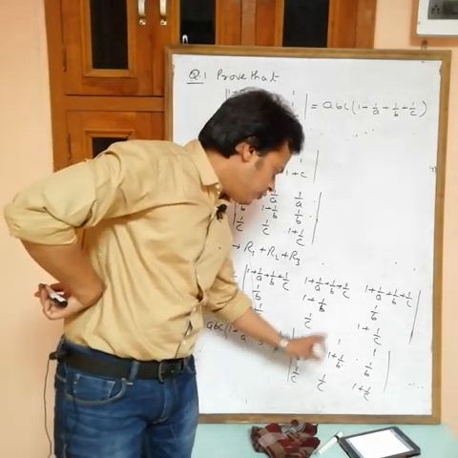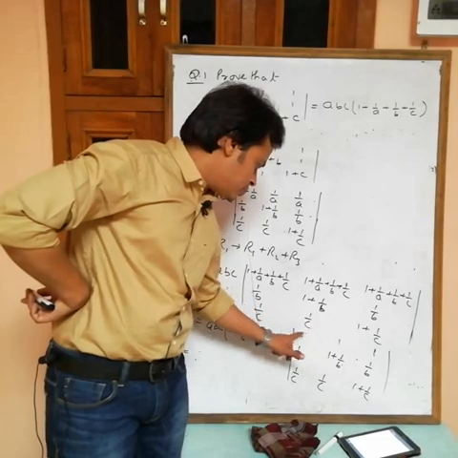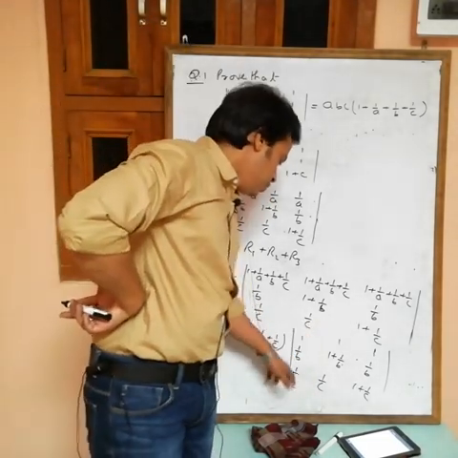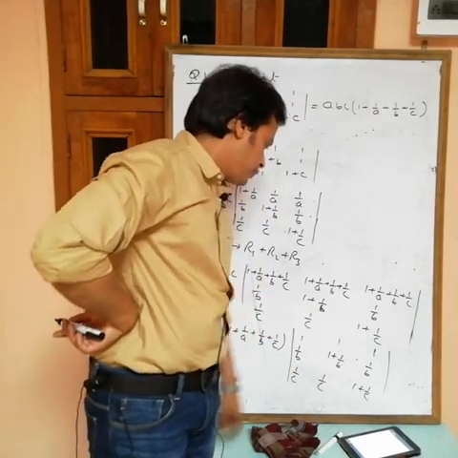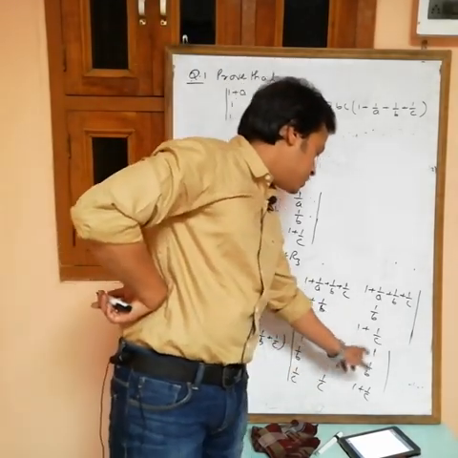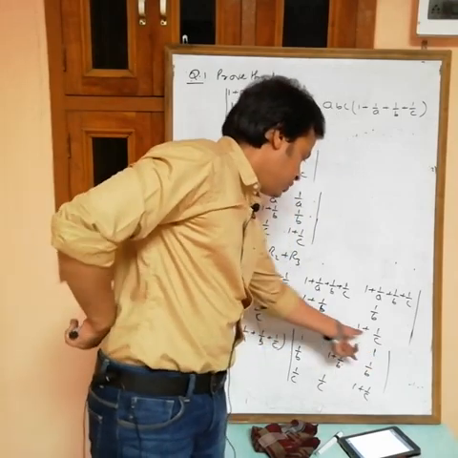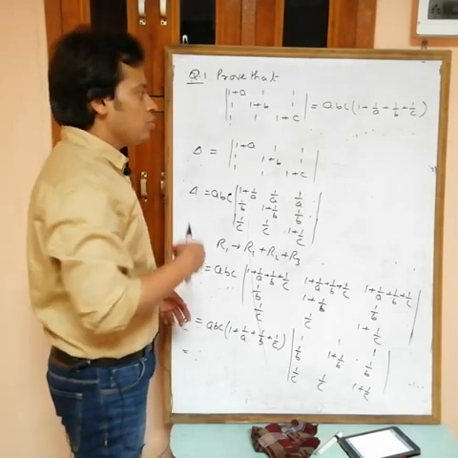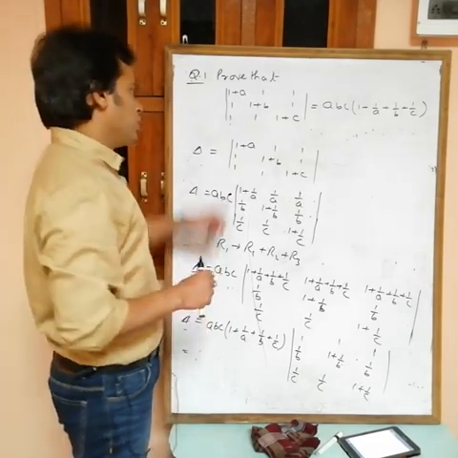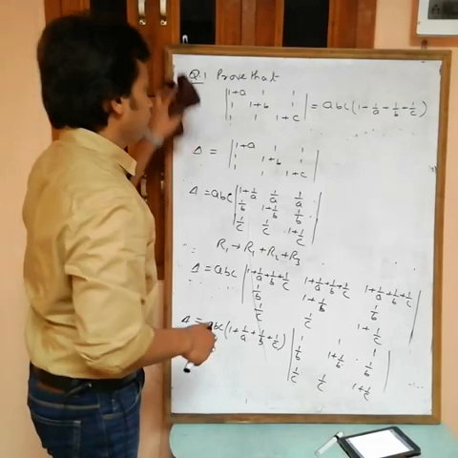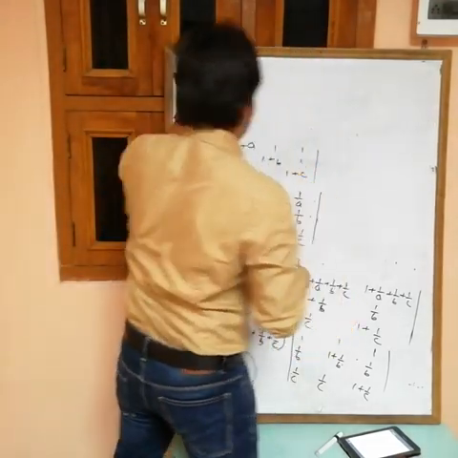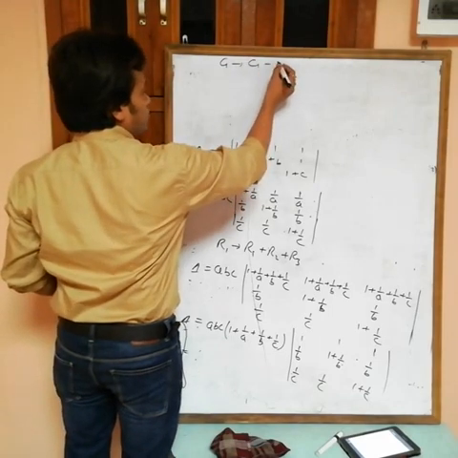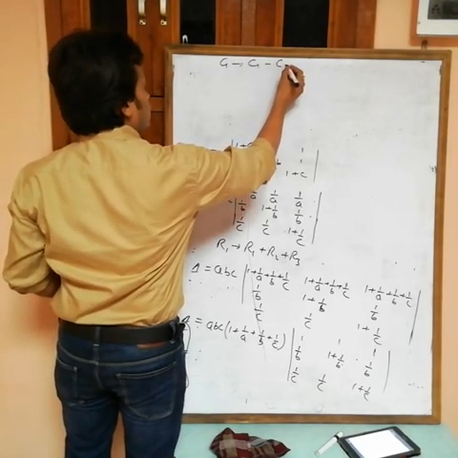In C1 if you subtract C2, then these two are the same now, so these both become 0. Or in C1 you can also subtract C3, then also these two are the same, so these both become 0. So choose C1 goes to C1 minus C2 or C1 goes to C1 minus C3. I am writing here that C1 goes to C1 minus C3.